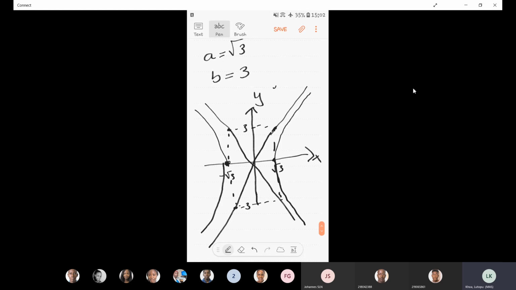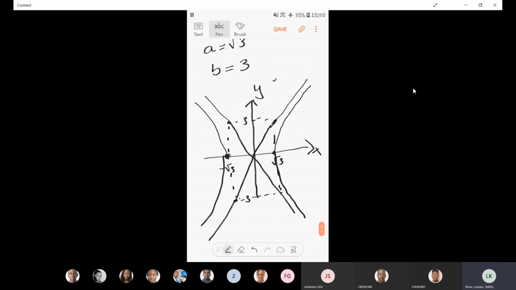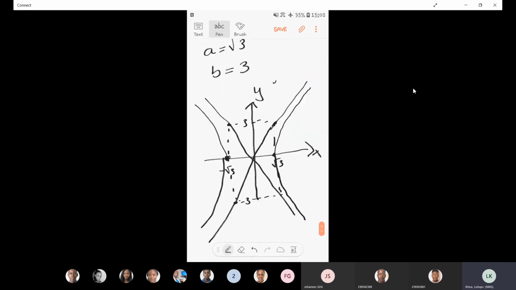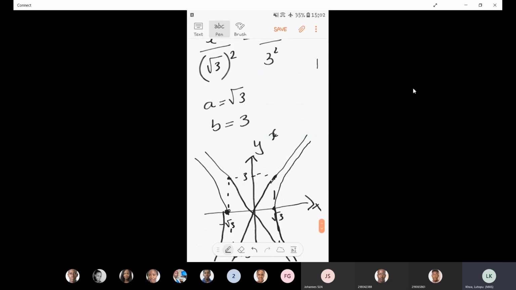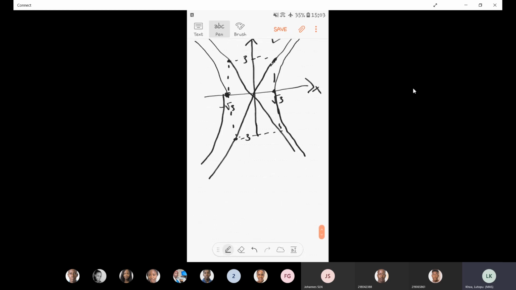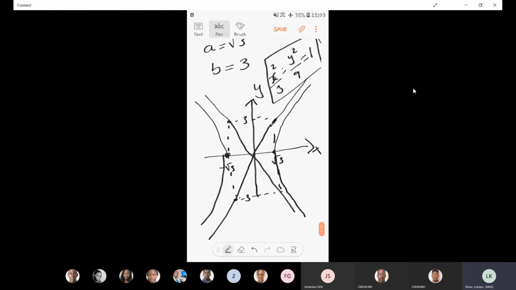This is my hyperbola. What was the equation? Okay. So I have x squared over 3 minus y squared over 9. This is equal to 1. So this is me labeling my hyperbola like that. Okay, so it's very simple to draw. I didn't see a lot of questions in the exercises on the hyperbola, so I think this was the only one I could find.